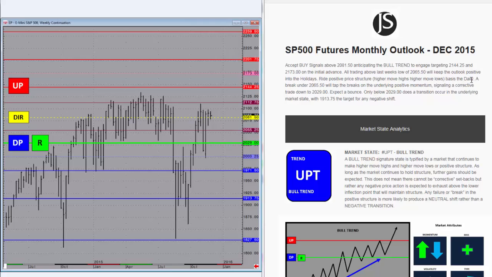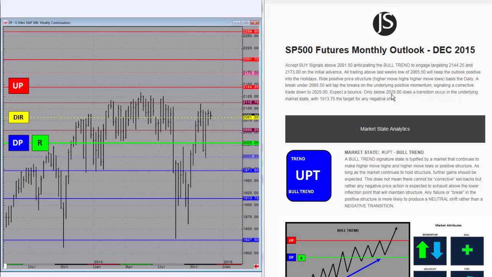Basis the daily, a break under 2065.5 will tap the brakes on the underlying positive momentum, signaling a corrective trade down to 2029. So we get a break under here. It's going to take some of the juice out of the positive momentum, and we expect a break down to the 2029 DPR level. So this is the downside pivot reversal level. Here we expect a bounce with the market stabilizing here for a resumption of the bull trend.